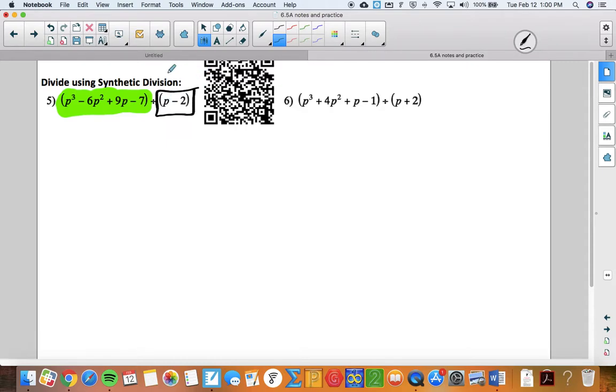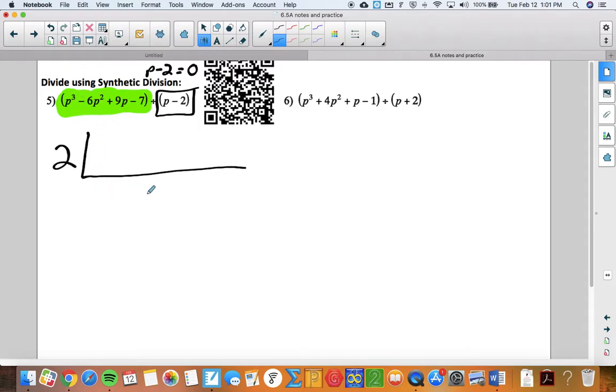So what could I plug in for p? In other words, p minus 2, I need to know the value that makes it become 0. We'll solve for p. You get positive 2, right? If you plug in positive 2 here, this becomes 0. We are substituting in, or synthetically substituting in, a positive 2.